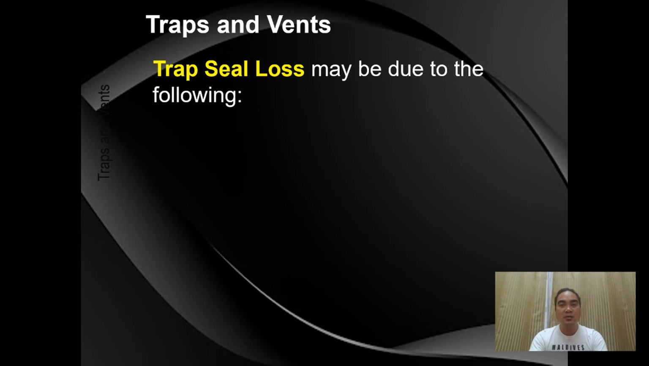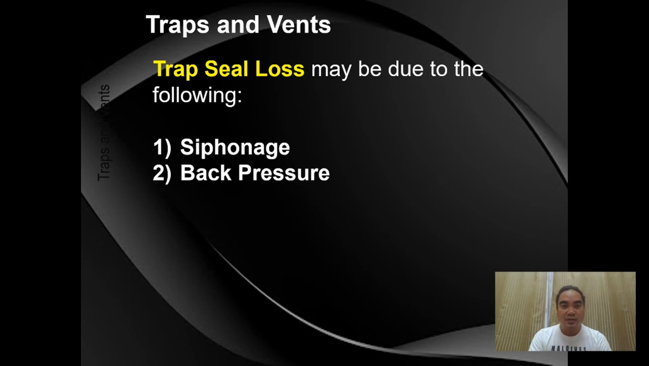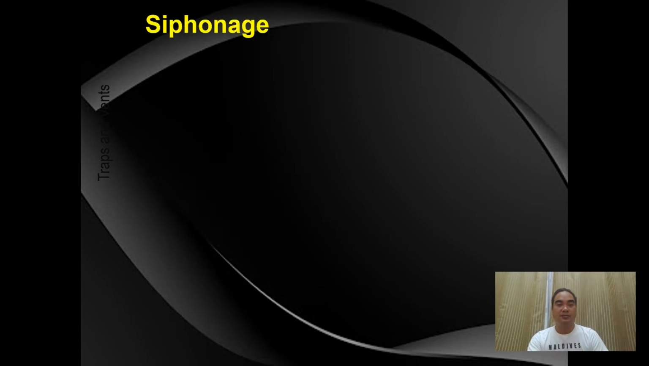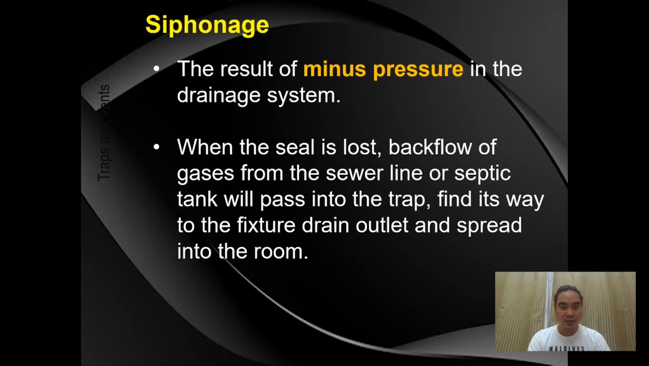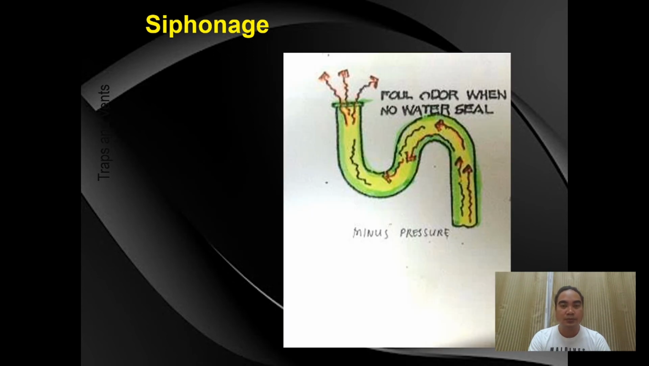Trap seal loss may be due to the following: siphonage, back pressure, evaporation, capillary action. Siphonage, the result of minus pressure in the drainage system. When the seal is lost, backflow of gases from the sewer line or septic tank will pass into the traps, find its way to the fixture drain outlet and spread into the room.